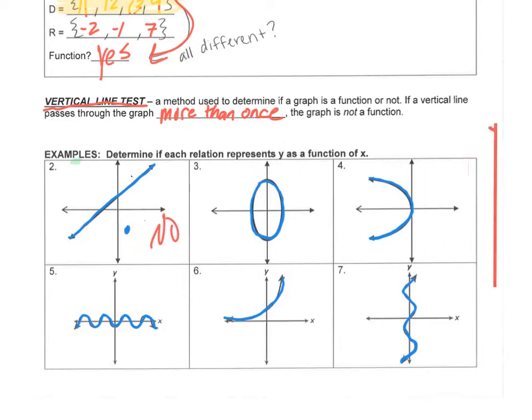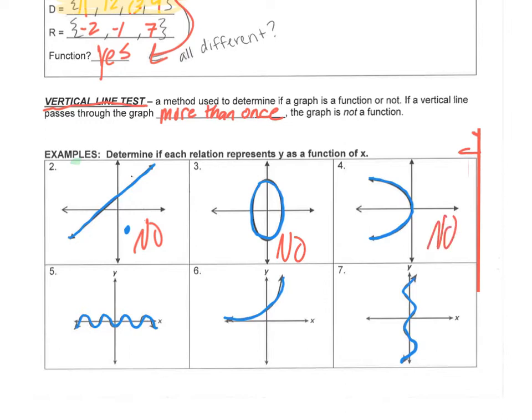I don't know why they're moving together. There's nothing I can do about that, so sorry about that. It's also a no. What about number 4? What do you think? Can you imagine a line going across, a vertical line? Is it going to hit more than once? Let's go look and see. Yeah, it does. So that's also a no. So when we're doing the vertical line test, if it hits more than once, it's a no.